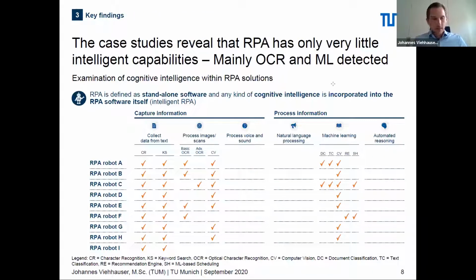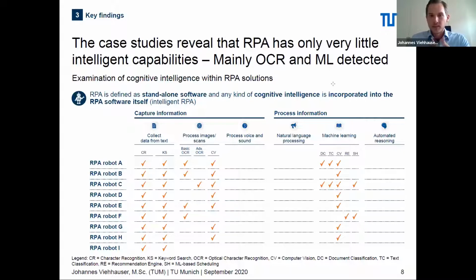What we found out in this case study is that RPA has only very limited intelligent capabilities, and as a rule-based engine, it does not need intelligence, because otherwise the intelligence would contradict the definition of RPA to provide rule-based and reliable results. Nevertheless, when we look into the detail, we found out that in terms of capturing information, all 9 examined robots are able to collect data from text, meaning, for example, reading texts and emails, and also provide keyword searching for certain keywords based on predefined rules.